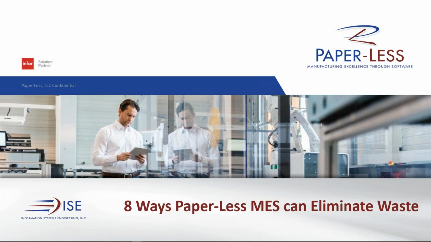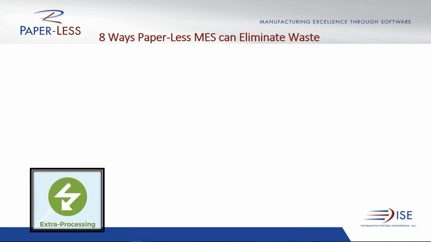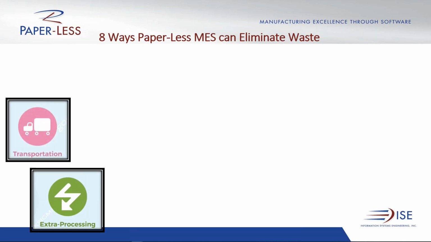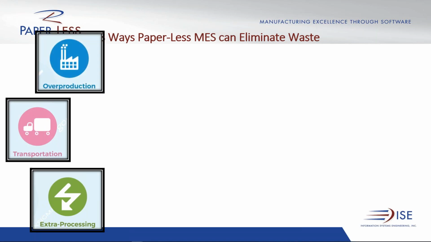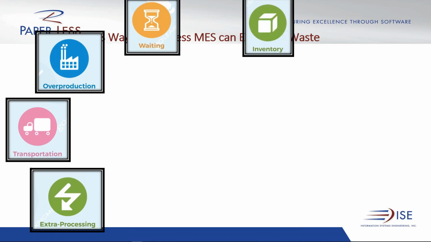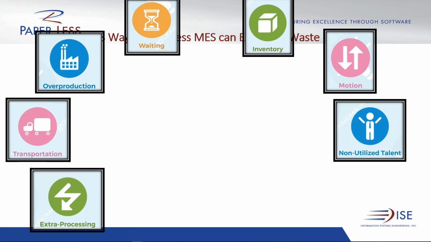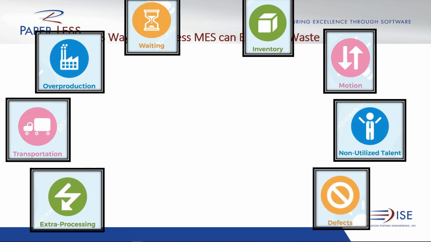Looking at waste, and I think 8 ways to eliminate it, you're thinking about lean. Lean actually describes 8 different types of waste in manufacturing, and those different wastes are extra processing, transportation, overproduction, waiting for work, inventory, motion, non-utilized talent, and then lastly, defects.